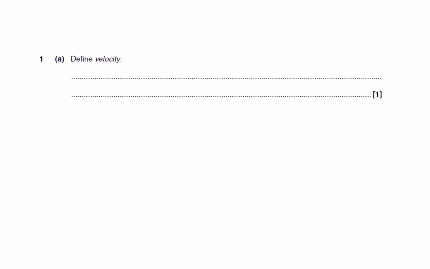Here we go with June 2014. The first question, nice simple one, it's just a straight, give us the definition of velocity. So that is the rate of change of displacement.